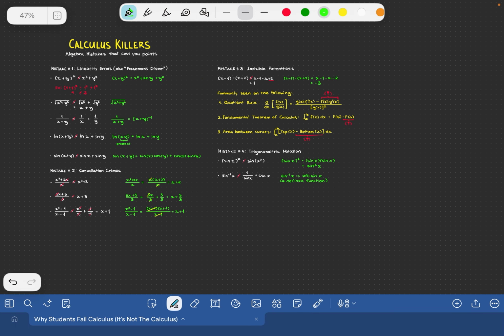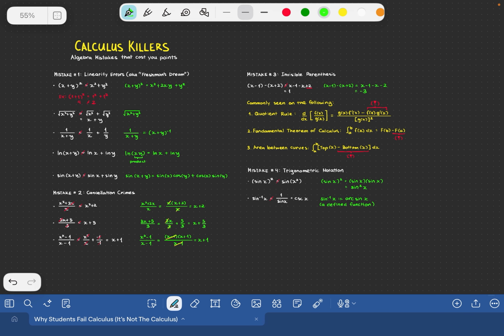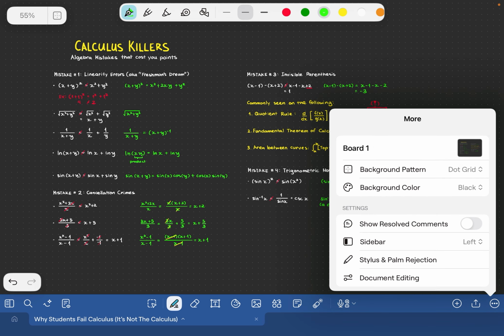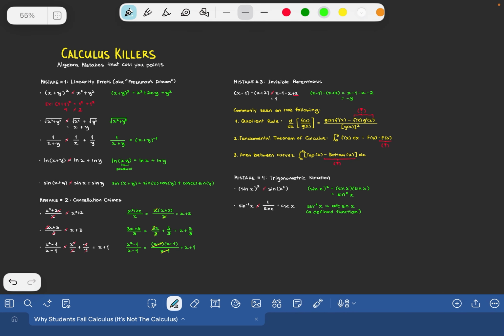So yeah, these are the most common calculus killers that I could think of. Maybe we can remove the background pattern there. These are the most common errors that I see in the work of students. So I hope you don't make these same mistakes. That's why I laid it out for you.